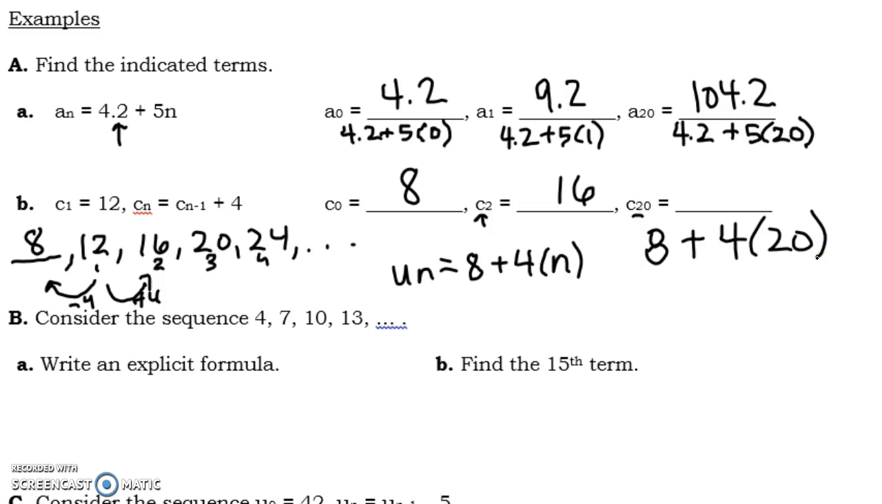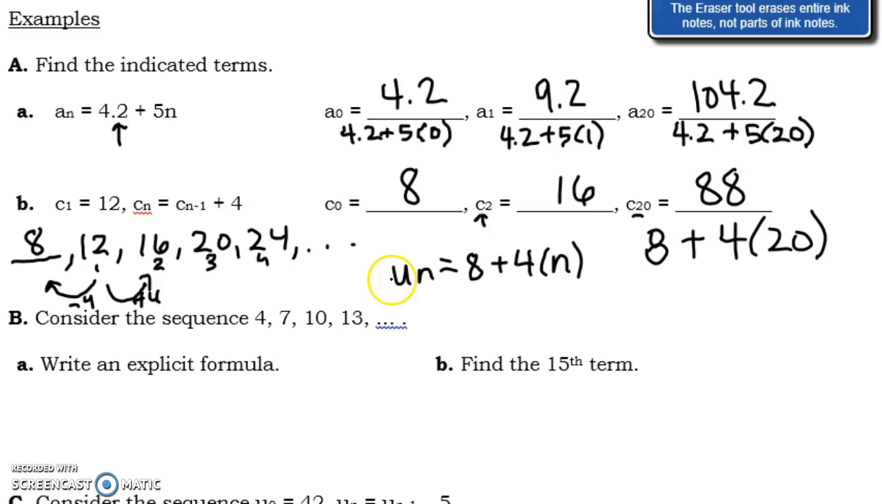4 times 20 is 80. 80 plus 8 is 88. And I shouldn't be switching letters since this is C. I want the C there.